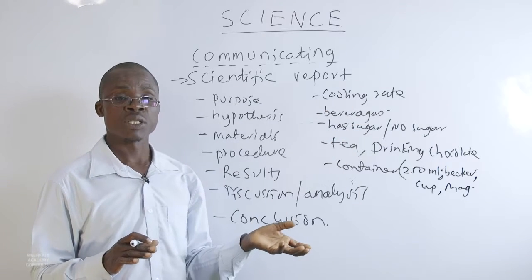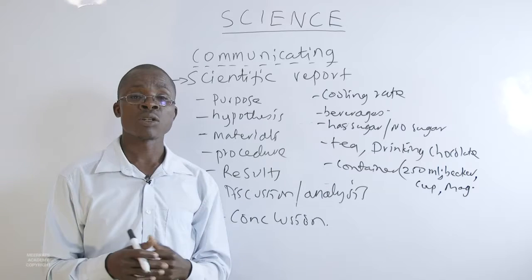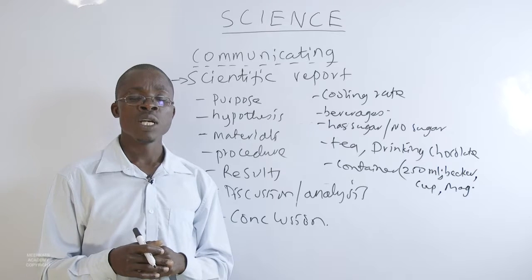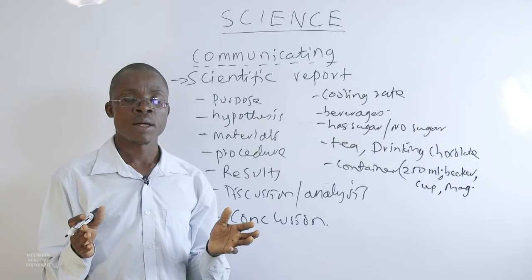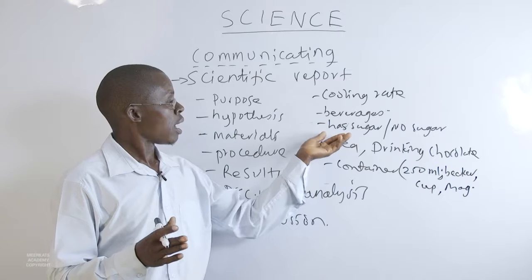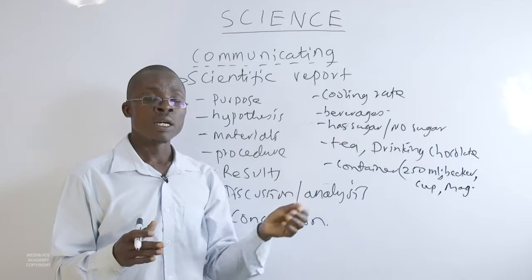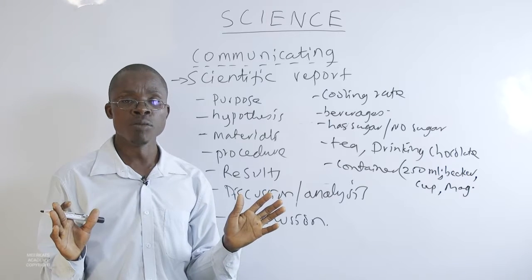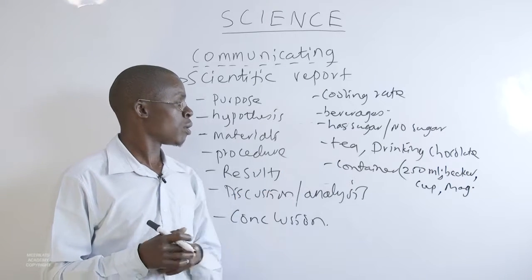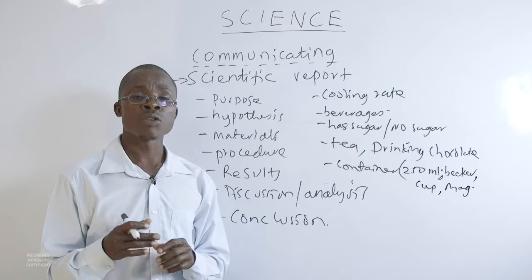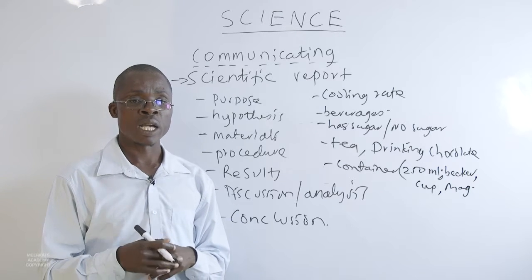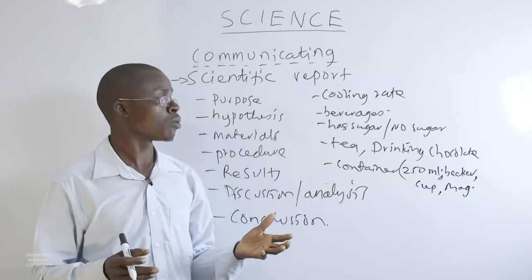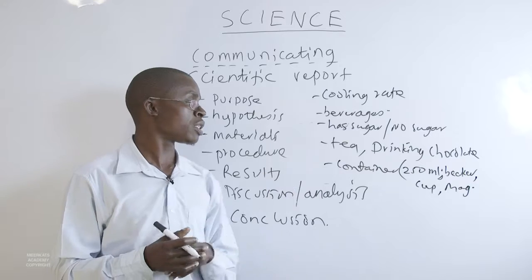Because remember, we have substitutes of all of these. Instead of a beverage, I can talk of soda. I can talk of any other liquid. When it comes to having sugar, instead of sugar, I can talk of table salt. Totally different from sugar. If I talk about tea and drinking chocolate, I can talk of any other beverage. I had even mentioned cocoa. There are so many different types of beverages. So we have to be specific. Our point of interest are these two.